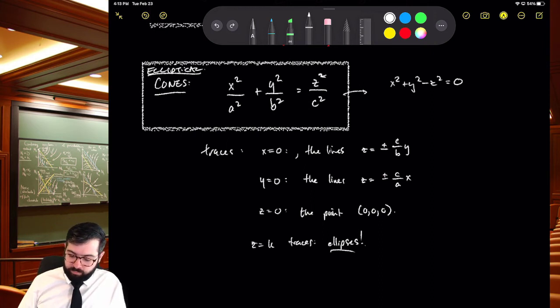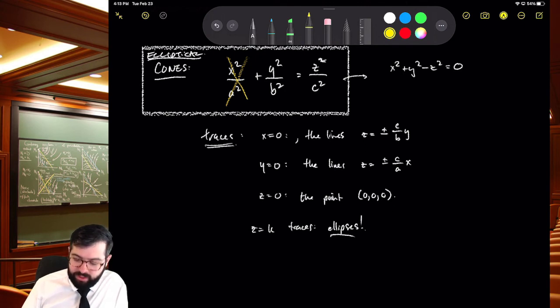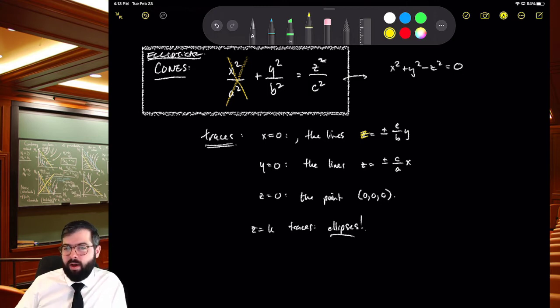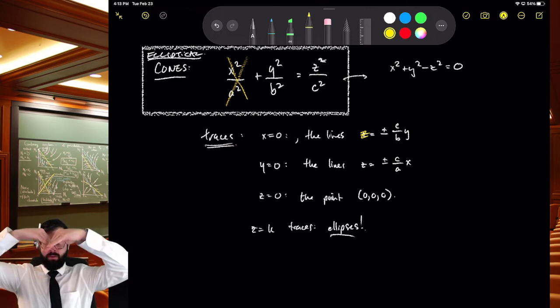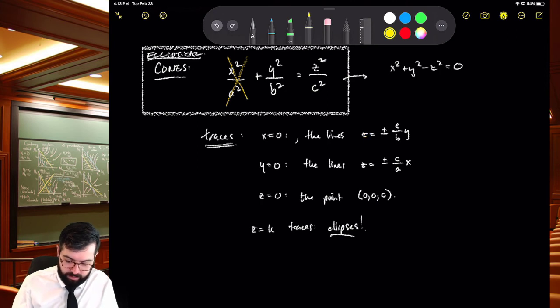So, why is it of this form? Well, if we think about the traces, if x is 0, then what I've really got, if I solve for z here, I get the lines z equals plus and minus c over b y, meaning there are two lines that intersect at 0 with opposite slopes. And then the same is true for when y is 0.